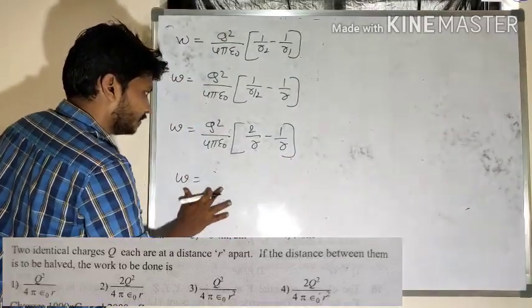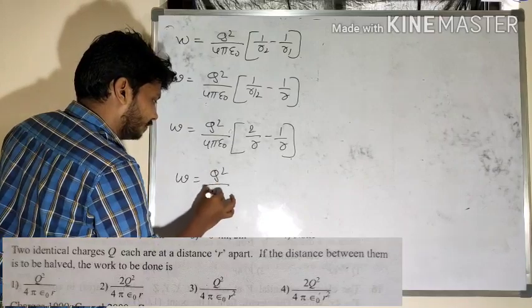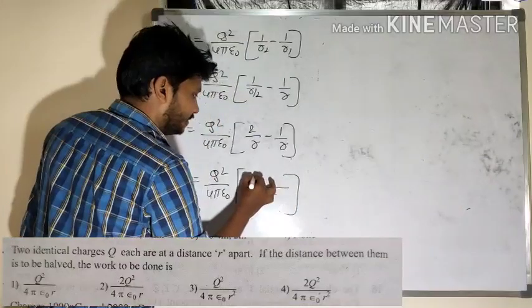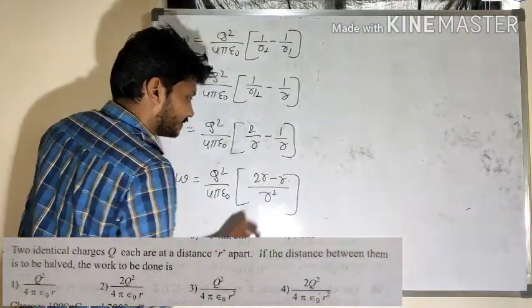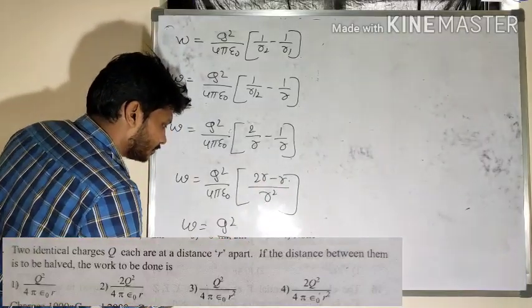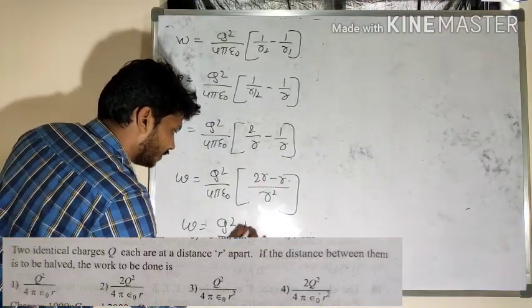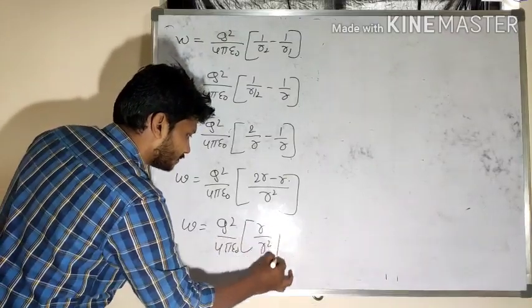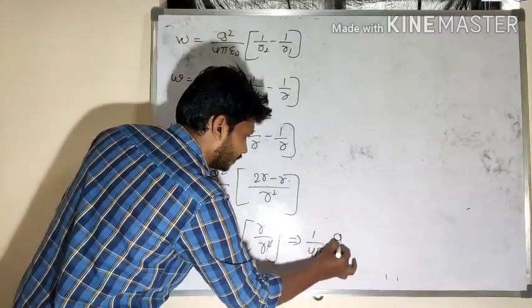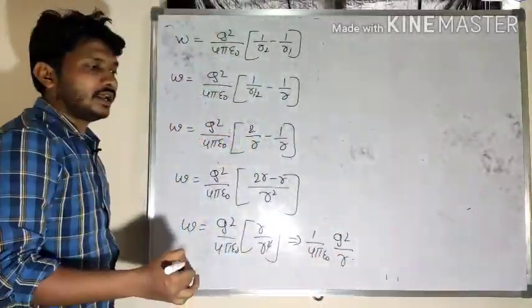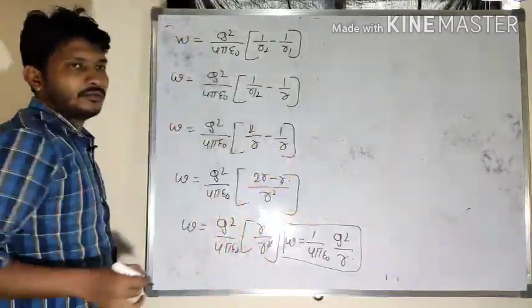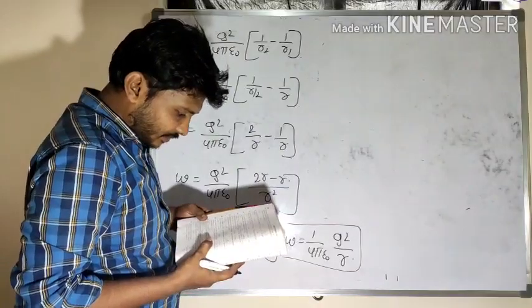So q square divided by 4 pi epsilon naught, and this is 2 by r minus 1 by r. So then what about the equation? 2q square divided by 4 pi epsilon naught r by r square. So what will be the final equation? 1 by 4 pi epsilon naught q square by r. What is the work done value here? Work done is equal to 1 by 4 pi epsilon naught q square by r.